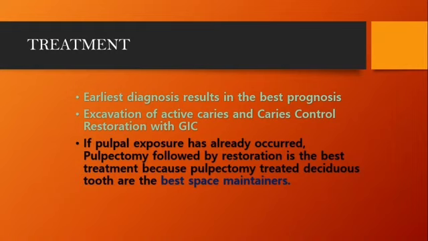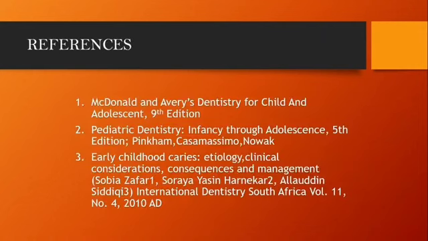Whenever we diagnose early childhood caries, and if pulpal exposure has already occurred, pulpectomy followed by restoration is the best treatment, because pulpectomy-treated deciduous teeth are the best space maintainers, okay? Rather than extracting and putting on space maintainers, pulpectomized primary teeth are the best space maintainers.